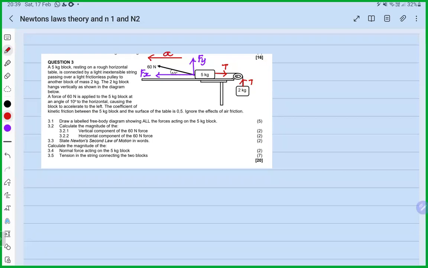No problem, sir. A force of 60 newtons is applied to the 5 kilogram block at an angle of 10 degrees to the horizontal, causing the block to accelerate to the left. So if the block accelerates to the left, it means the 2 kilogram has to be lifting upwards and accelerating upwards. Now that's important because it also gives you the direction of the frictional force, which we need here. If it's accelerating to the left, it means your friction is to the right. And also your tension is to the right.